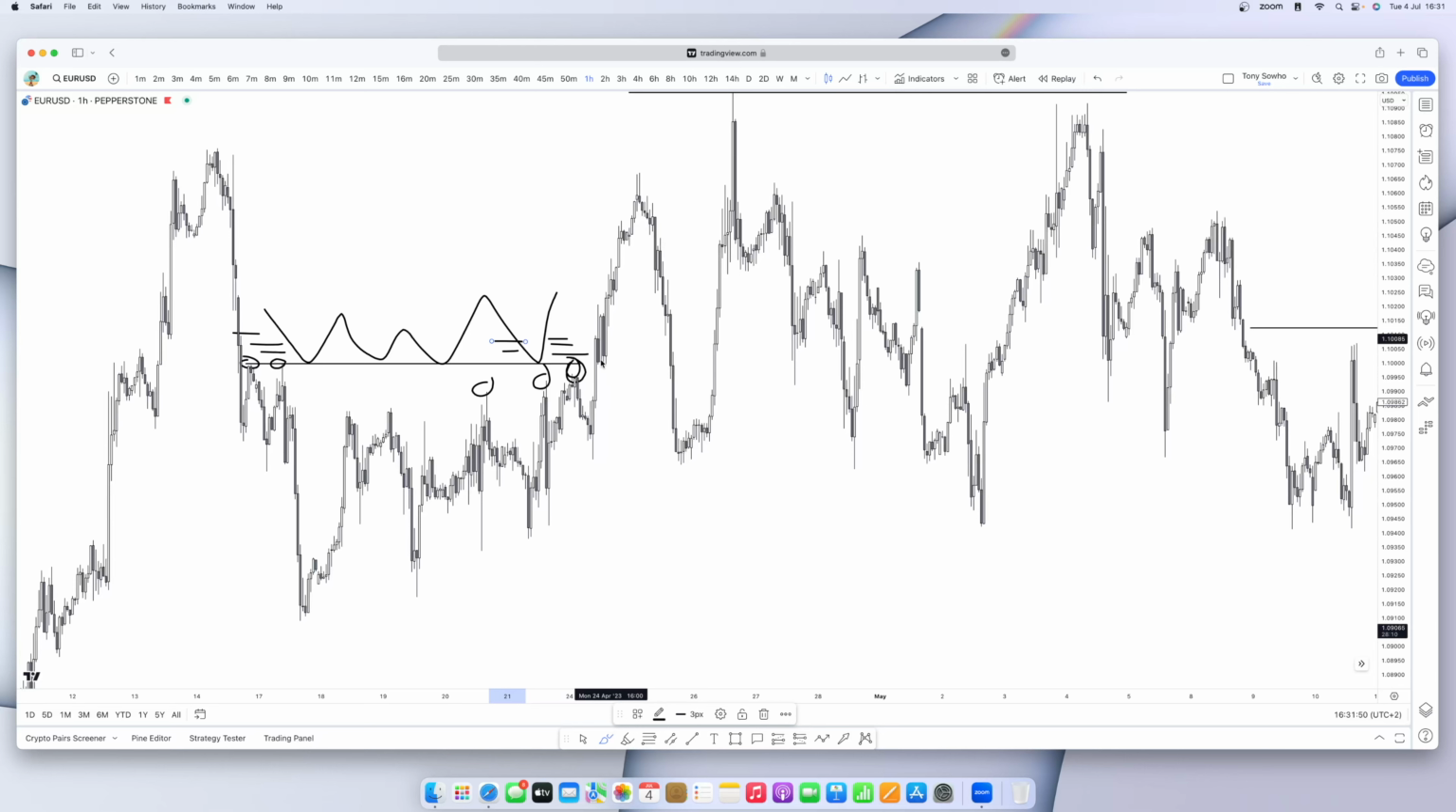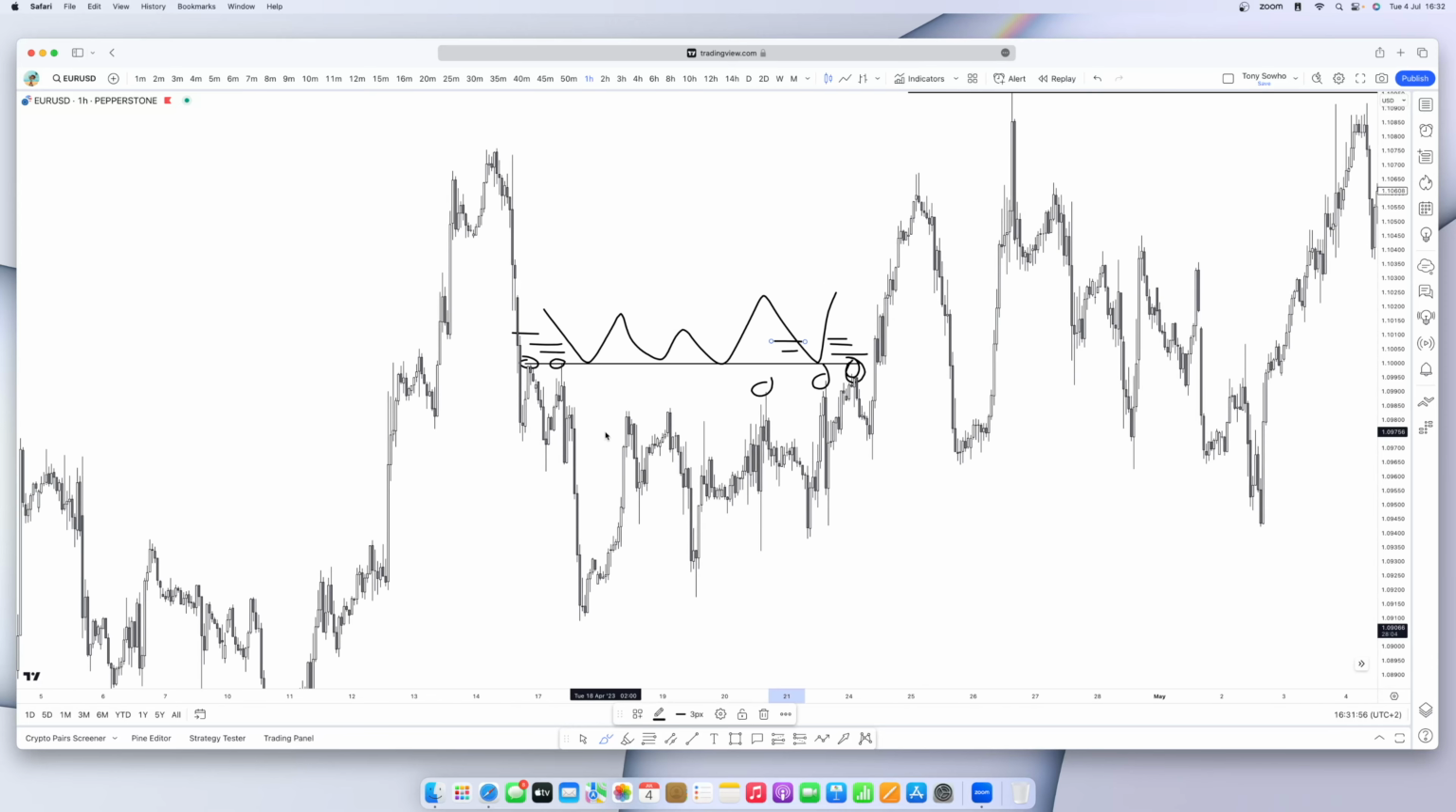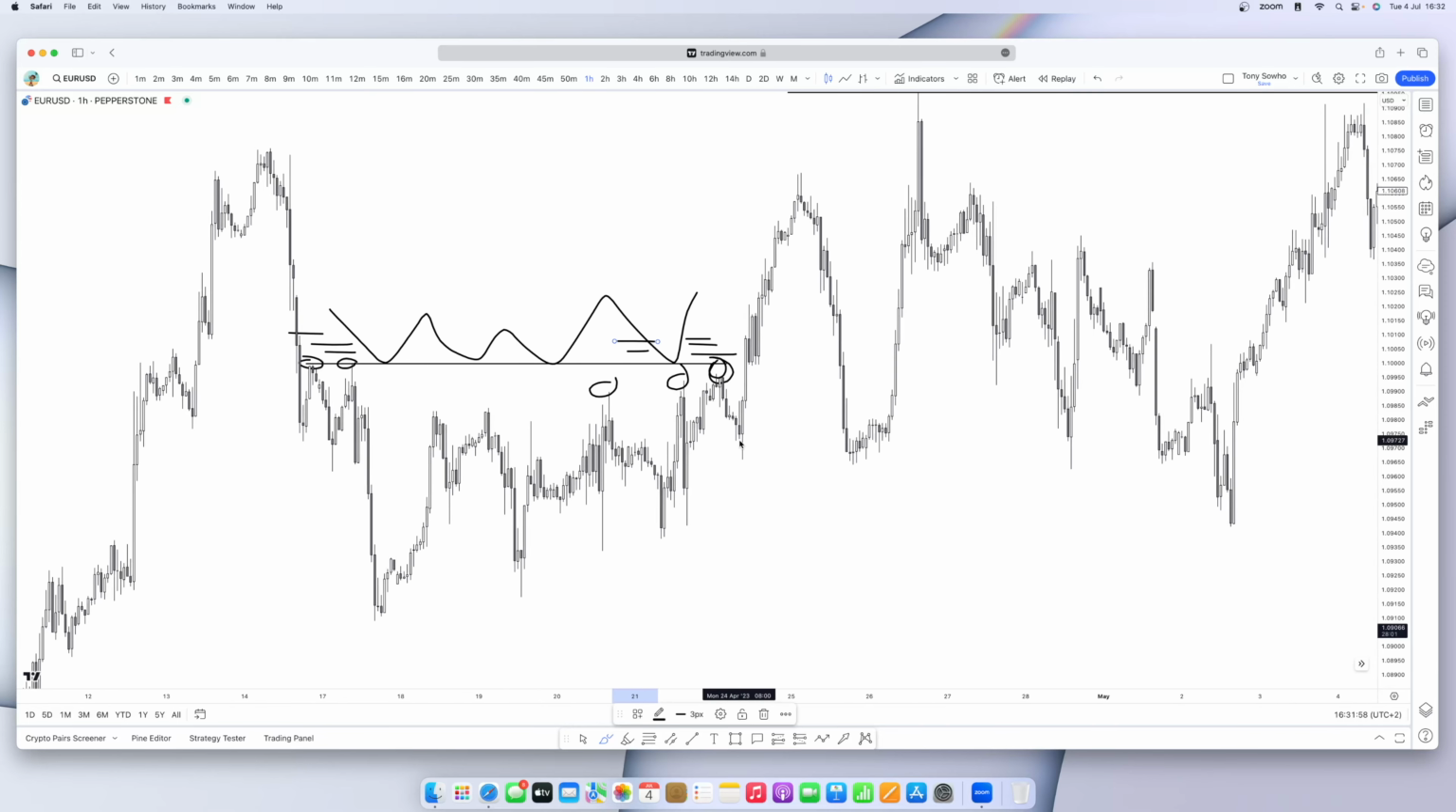You can see what happened after price came down for a while. And then look at what happened. Price rejected and went all the way to the upside. Whoever was selling here would have taken a loss on this trade. Because if you decide you want to sell here, you're going to sell here and have your stop loss somewhere up here.